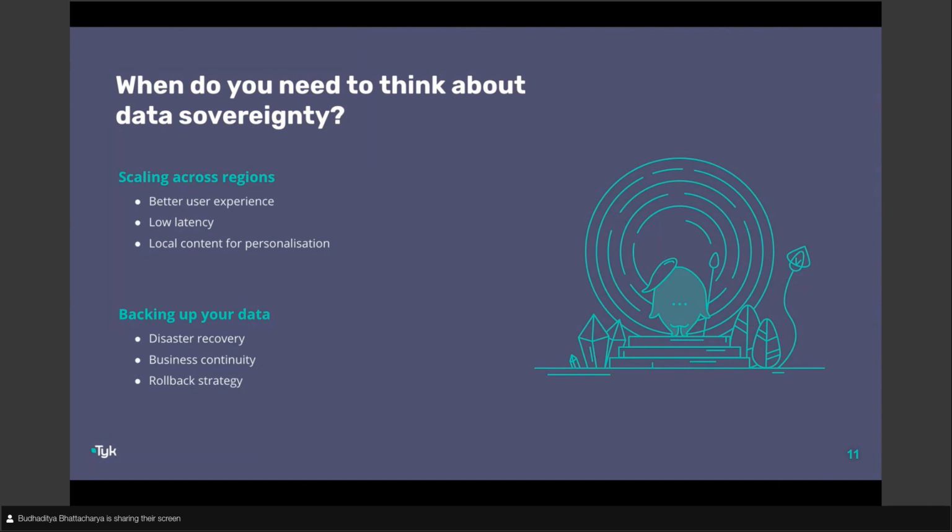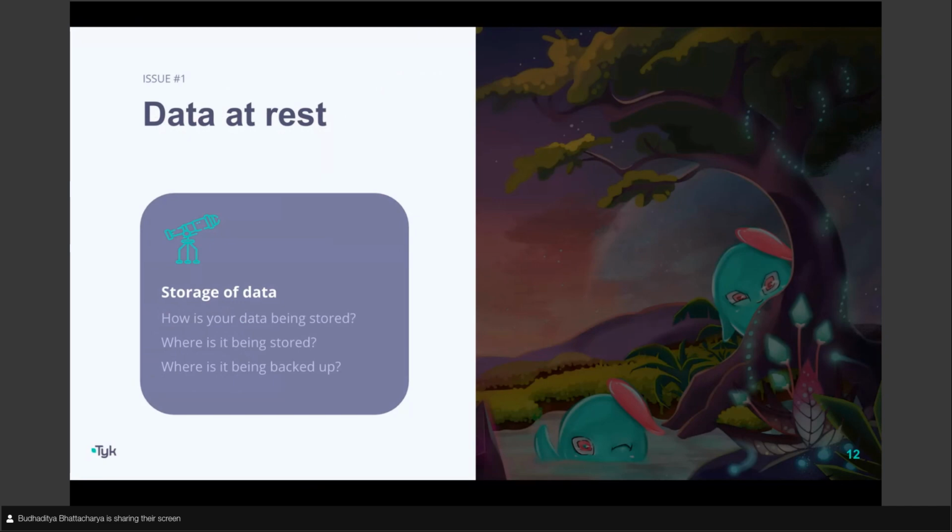Now, there are a couple of different aspects of data sovereignty, or management of your data, that are quite important. The first one is data at rest. This is typically the more common thing that comes up because you start thinking about your compliances, rules and regulations. And the first thing that comes up is, okay, where is my data being stored, or how is it being stored?